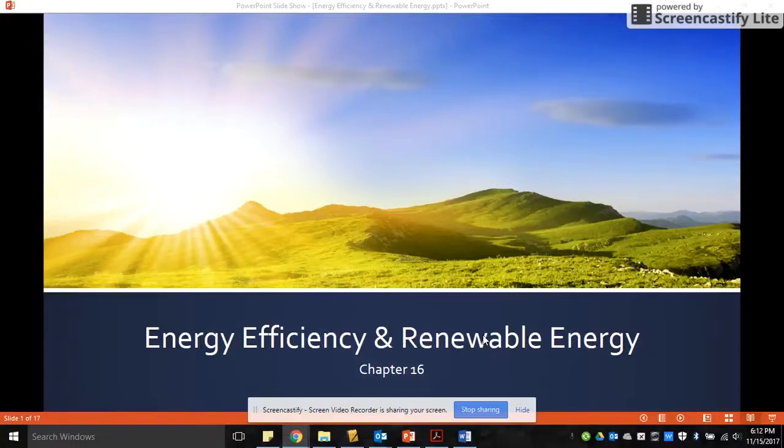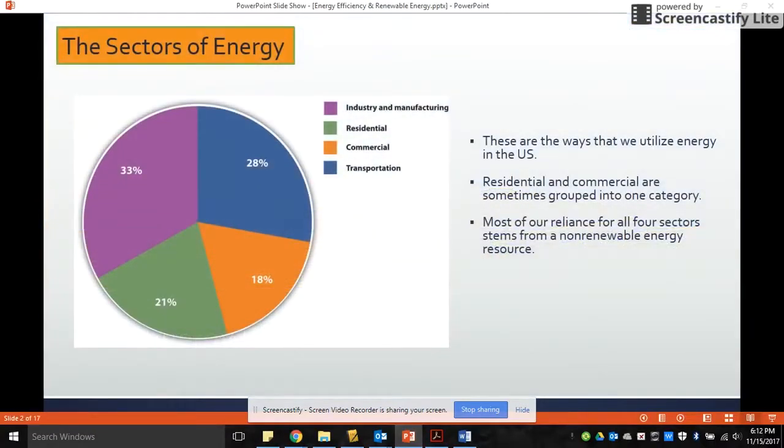This is the lecture on energy efficiency and renewable energy for Chapter 16 in Miller. All right, first and foremost, we have 4 different sectors of energy: industry, residential, commercial, and transportation. Obviously, that means industry is like making things, residential is like homes, commercial is like businesses, and then transportation is automobiles. A lot of times we're going to group our residential and commercial into one category.